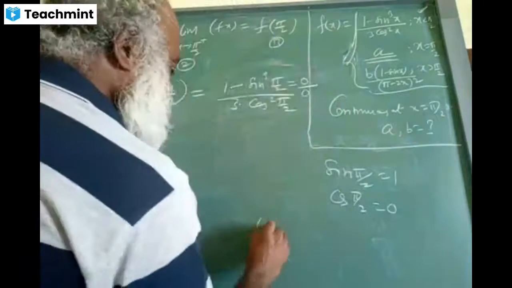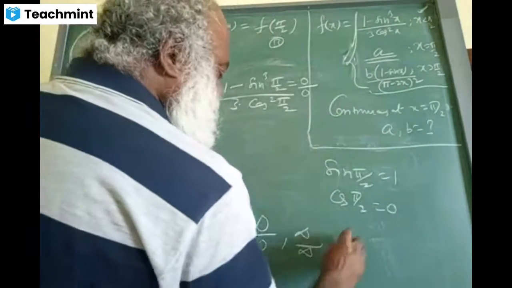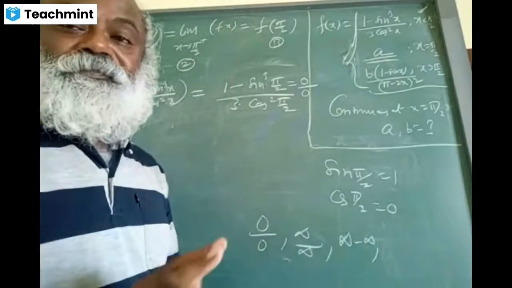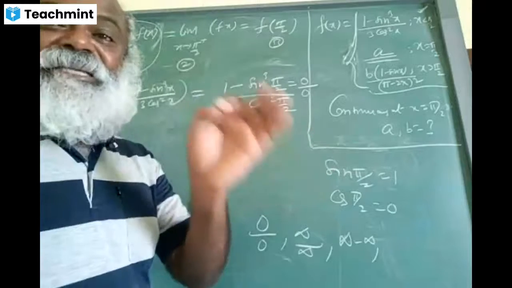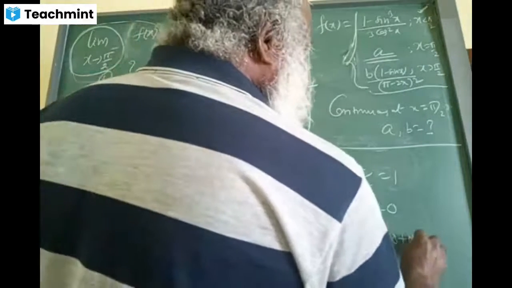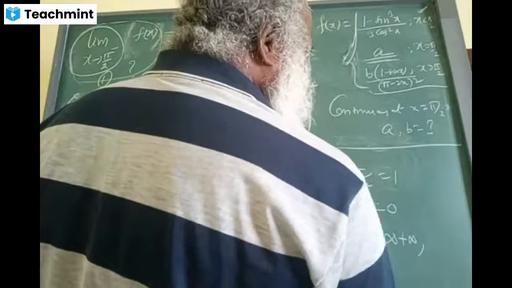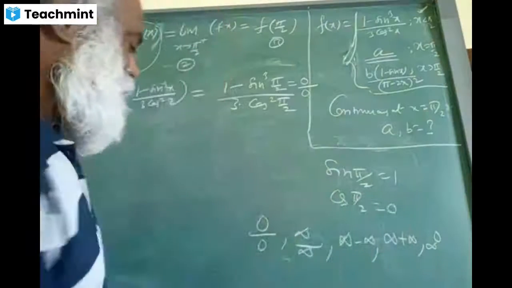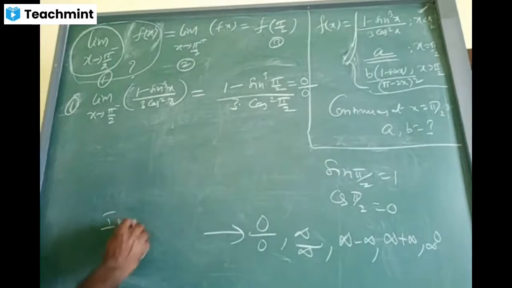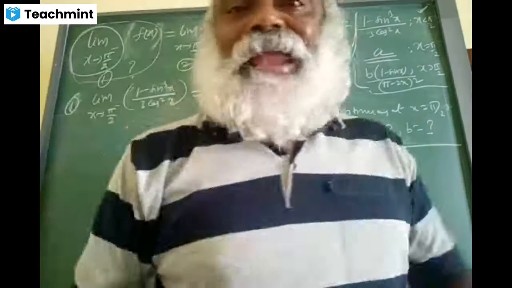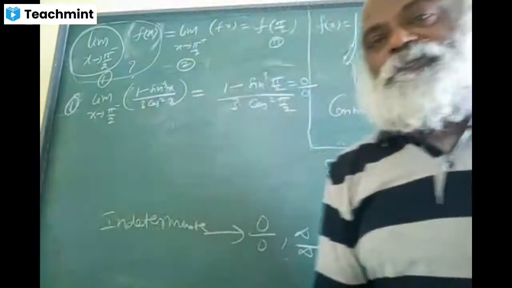Write down here: 0 by 0, infinity by infinity, infinity minus infinity. Don't say infinity minus infinity is 0. Infinity minus infinity is an indeterminate form. Infinity plus infinity is also an indeterminate form. Infinity power 0 is also an indeterminate form. What do you mean by indeterminate forms? Write down: indeterminate, the opposite of determinate. Determinate means you can find it, you can say the value.